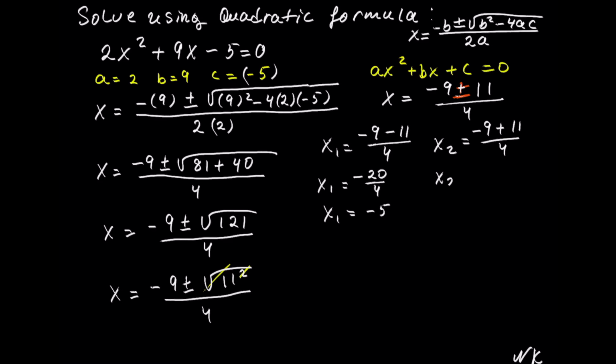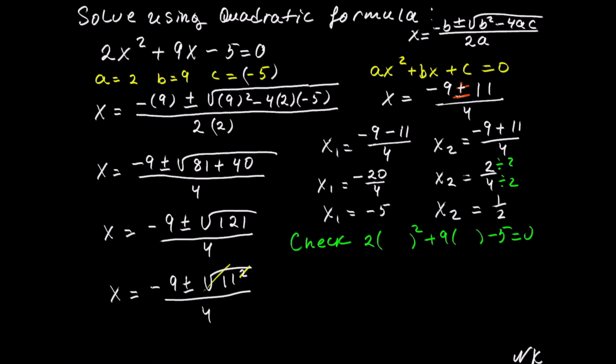For the second x, -9 plus 11 gives us 2. So 2 out of 4. We can reduce this fraction by 2, and we get the second x is equal to 1/2. Let's check these solutions by plugging them into 2x squared plus 9x minus 5 is equal to 0.